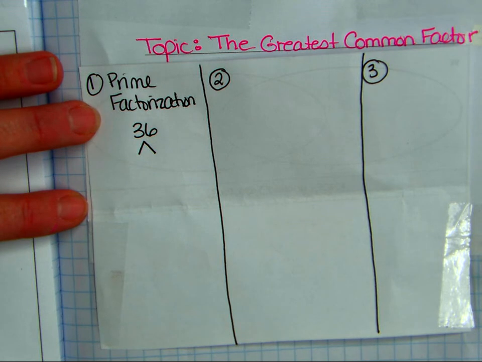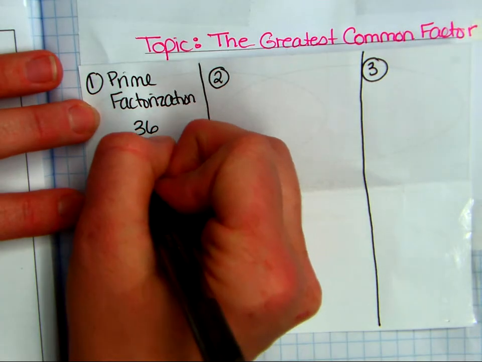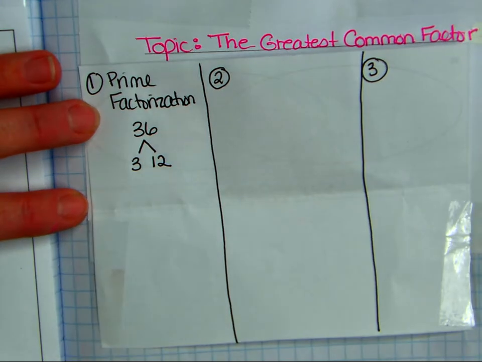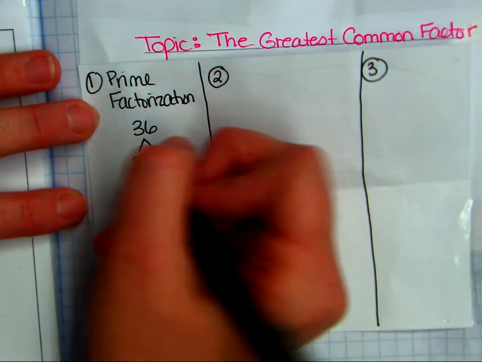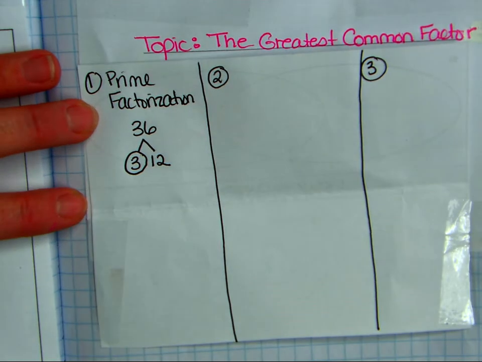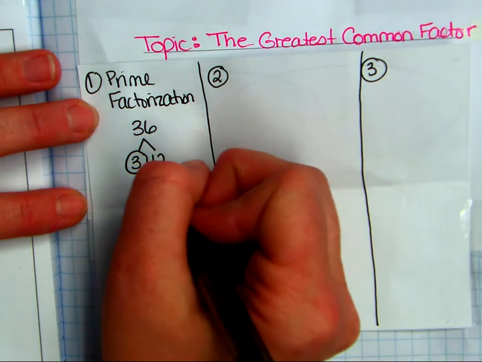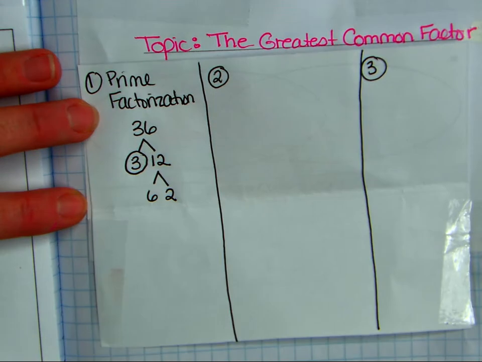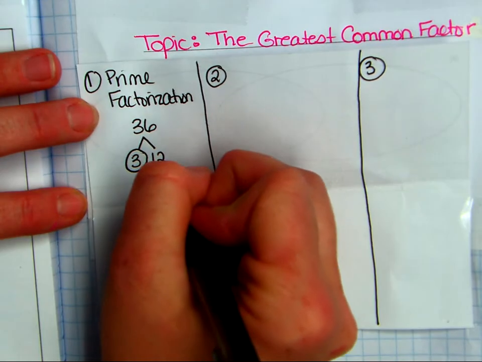Noah? 3 and 12. Great. Hey, Noah, are either of those numbers prime? 3 is a prime number, so I'm going to circle it because it's prime. Now we have to keep going with 12. So what are two numbers that we can multiply together, or two factors of 12? Nick? 6 and 2. Are either of those prime? Yes, 2. Good. We're going to circle that.